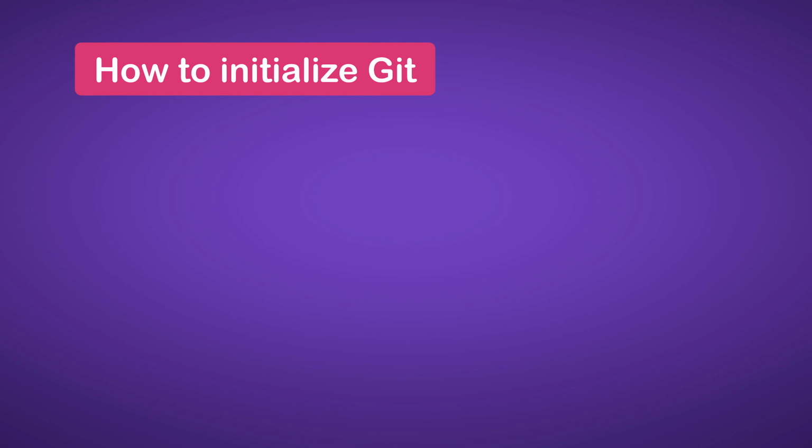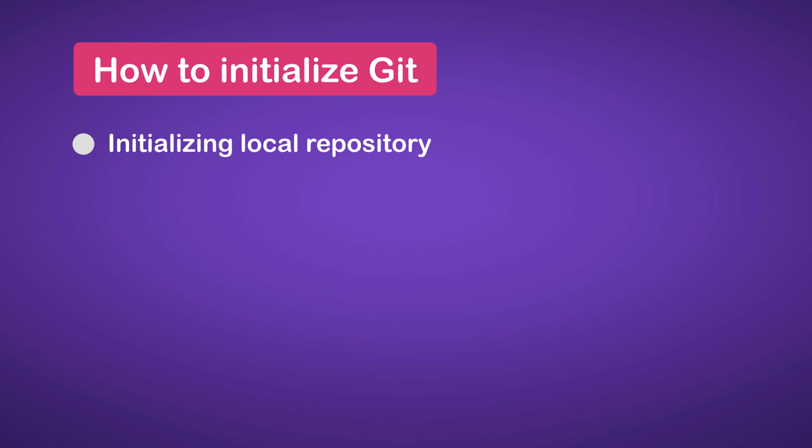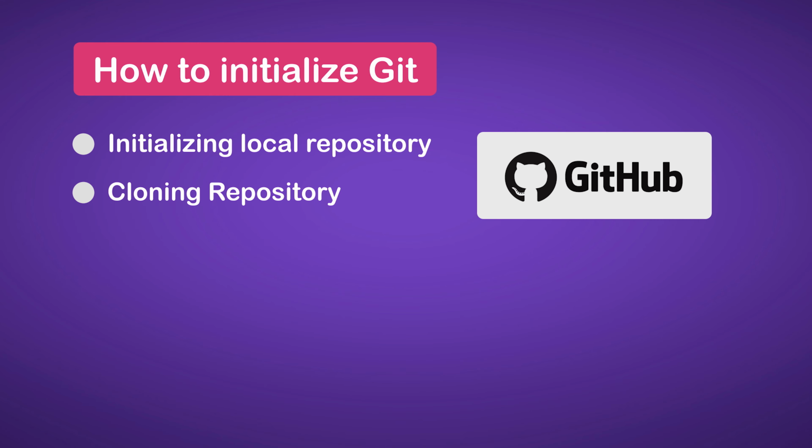We can obtain the Git repository in one of two ways. We can turn any local folder into a Git repository, or we can copy a Git repository from elsewhere. This is called cloning a repository, for example, cloning a repository from GitHub. Here I am going to focus on initializing a local Git repository.